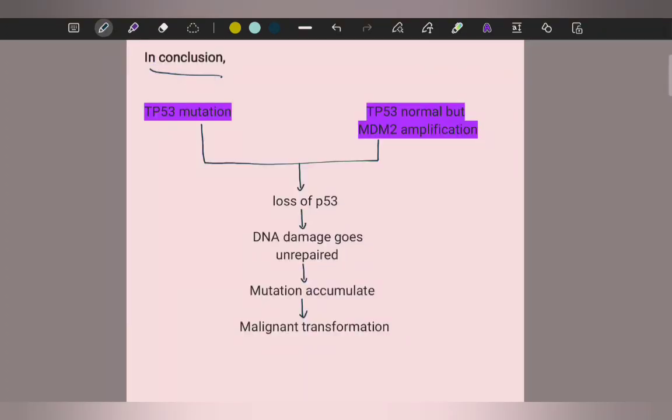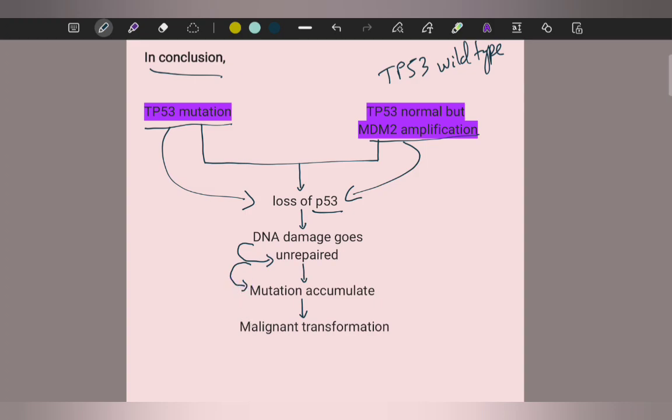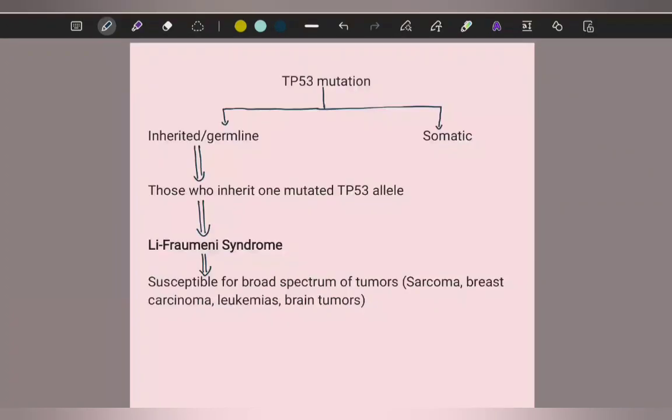So in conclusion, we can say when there is TP53 mutation, there is loss of P53 protein. But if somebody has got normal TP53, then it is also known as TP53 wild type, but he has got MDM2 amplification, then also there is loss of P53 protein. And when there is loss of P53, then DNA damage goes unrepaired. Then it results in mutation accumulation, which increases the chances of malignant transformation.